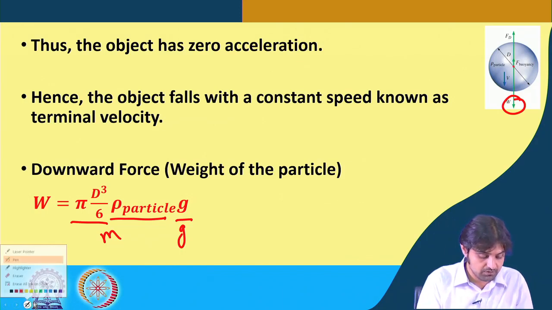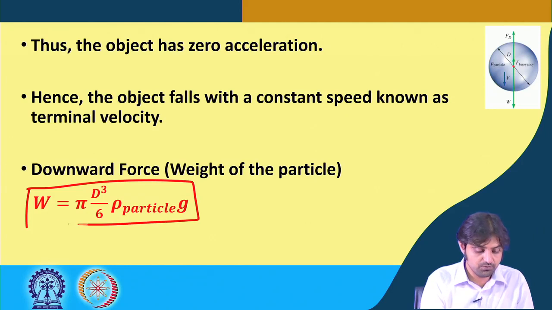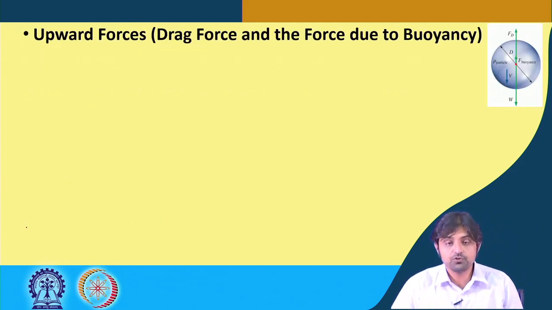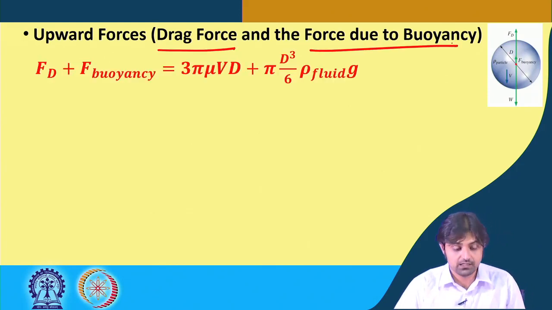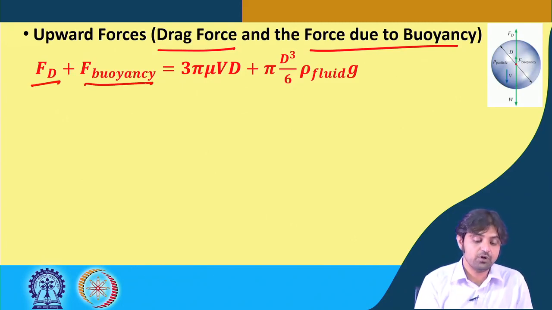Okay. So, just so you do not have confusion, this is the W. What is going to be the upward force? It is the drag force and the force due to buoyancy. So, let us say Fd is the drag force and F buoyancy is the buoyancy force.